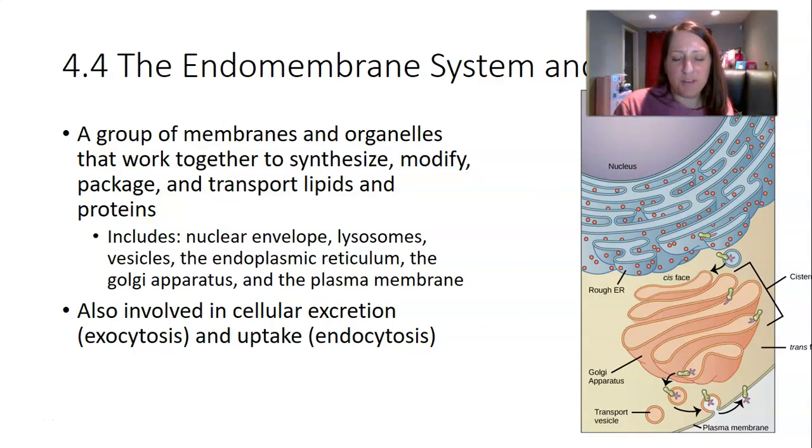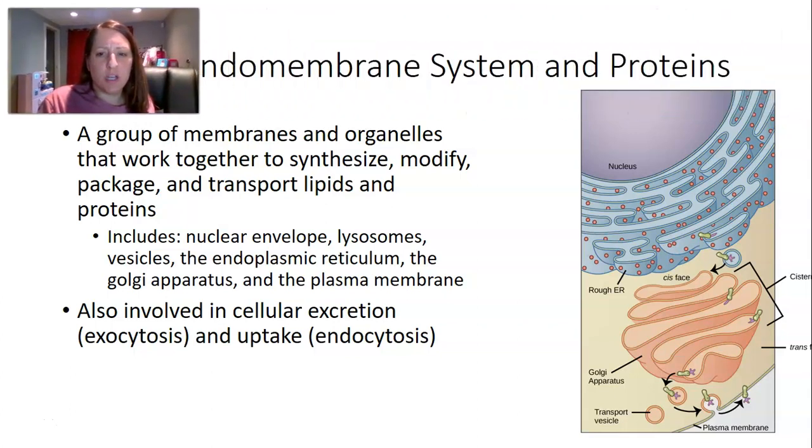Okay, so part 3, we're almost done. So the tail end of this chapter, got some more slides left to go. We're going to talk about the endomembrane system and proteins, the cytoskeleton, and then some cellular junctions. So let's start off with the endomembrane system.